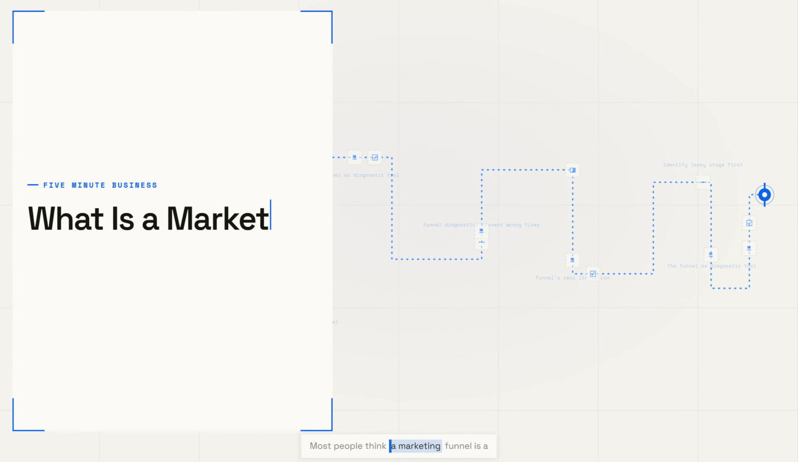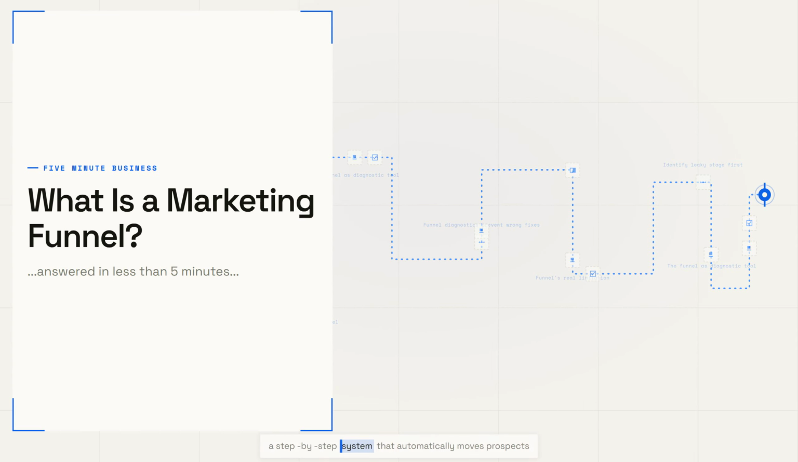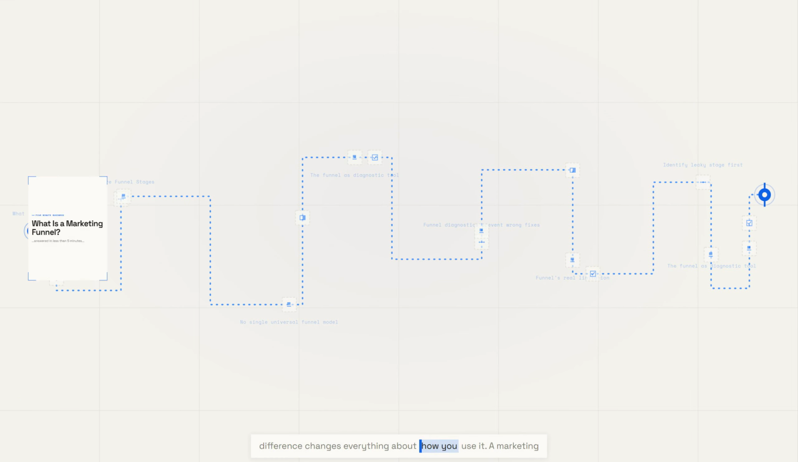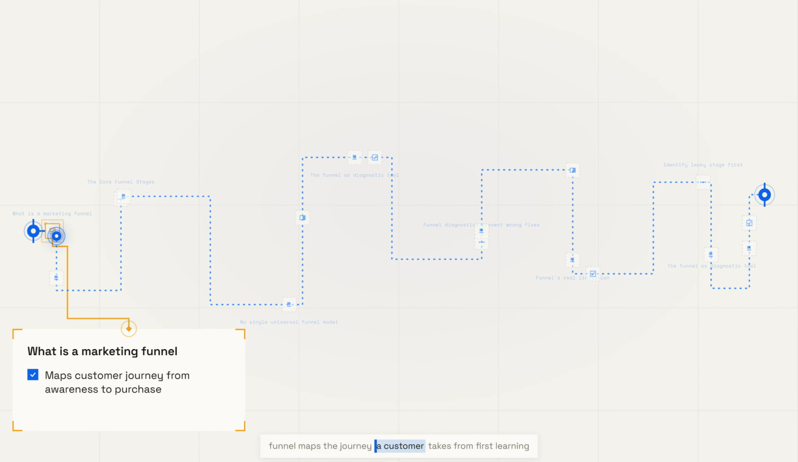Most people think a marketing funnel is a step-by-step system that automatically moves prospects towards a sale. It isn't. It's a diagnostic map, and understanding that difference changes everything about how you use it.